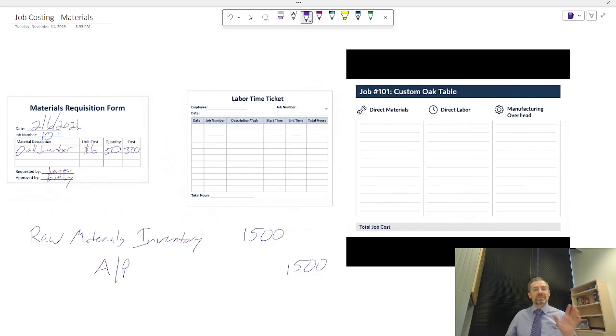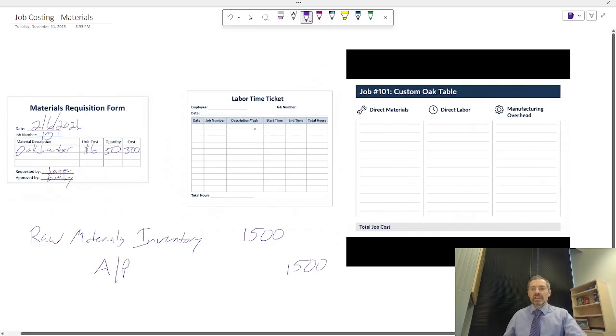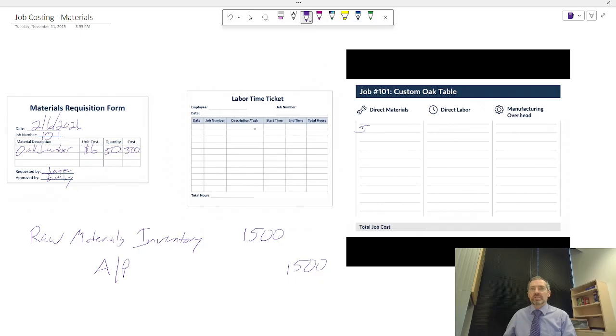All right, so this record is also our permission slip, but it's also the way to track what materials went into our custom oak table. So the accountant who gets this materials requisition form now does two things. First, they pull up the job cost sheet for job 101. So that's right over here. And add $300 to the direct materials section. We might put a little description over here for oak.